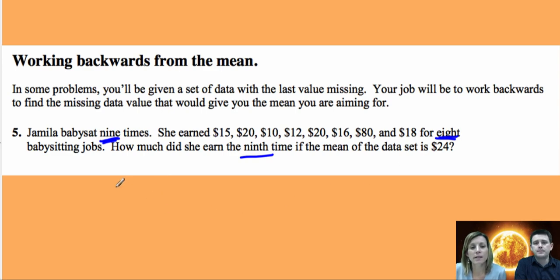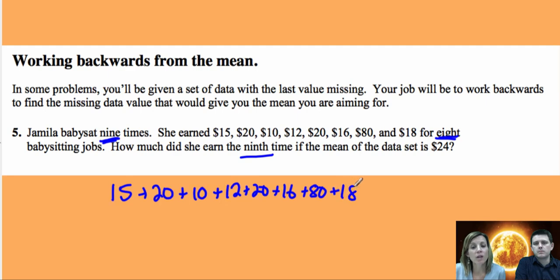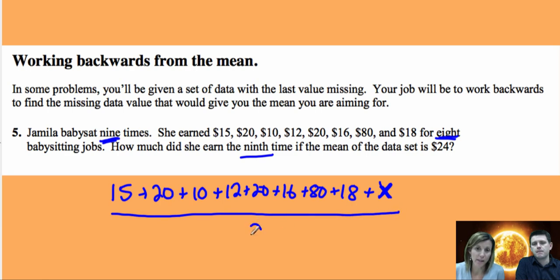So Mr. McKenzie is going to set this problem up. He's going to write down what he knows. So 15 plus 20 plus 10 plus 12 plus 20 plus 16 plus 80 plus 18. And then he's going to put a question mark for that 9th number. We don't know what it is. He could use a variable, x, n, whatever you want. We know our variables now. Okay, and he's going to put divide by 9 because it says 9 times. And he's going to set it equal to 24 because that's the mean of the data set.